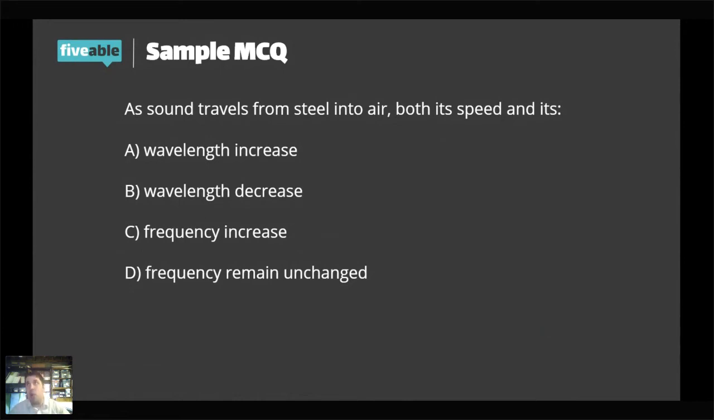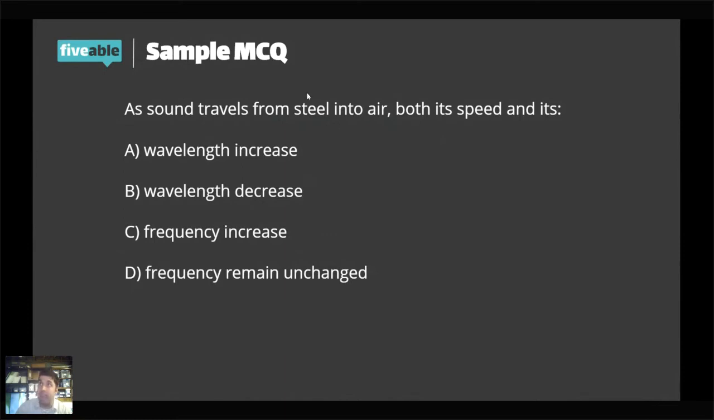Okay. Second one. As the sound goes from steel into air, both its speed and its something: either wavelength gets bigger, wavelength gets smaller, frequency gets bigger, or frequency does not change. All right, now we are talking about two different materials. We're going in steel, incredibly dense, a solid. Sound waves travel very fast. Each molecule can bump into the next one super quick.